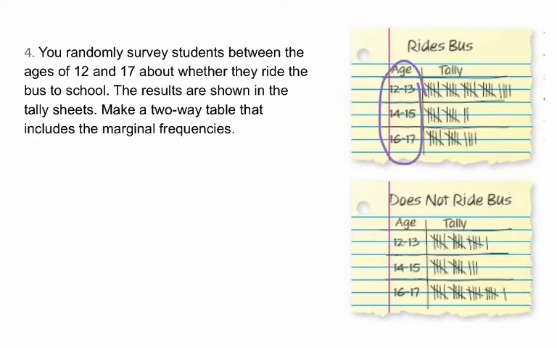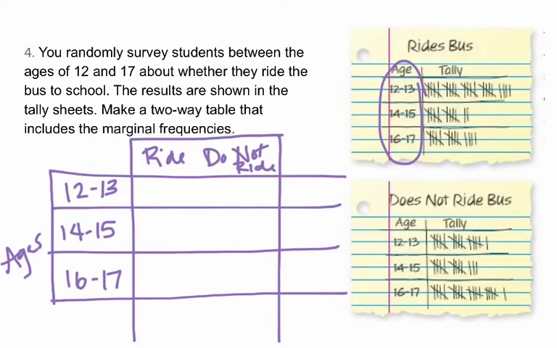So we've got 12 to 13, 14 to 15, and 16 to 17. So those are their ages. So since those are on the left, then I have two columns that I'm going to make, whether they ride the bus or do not ride the bus. And now I want you to complete this table, so pause the video and fill in those numbers.